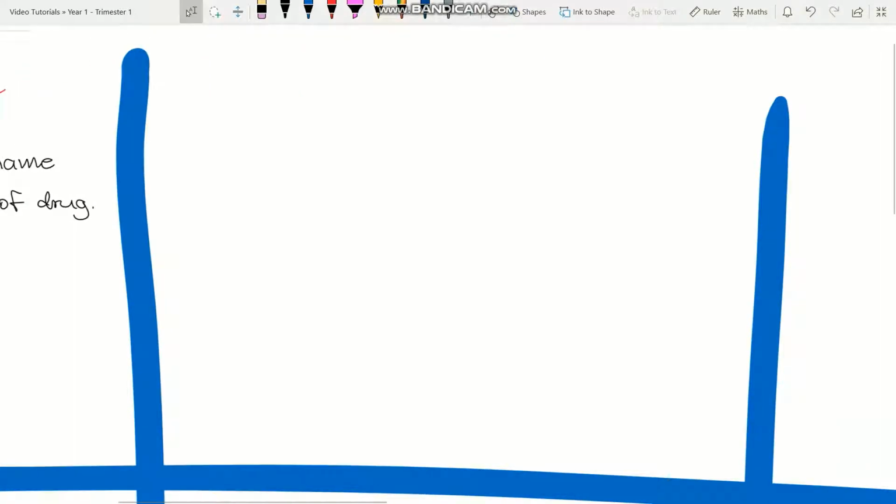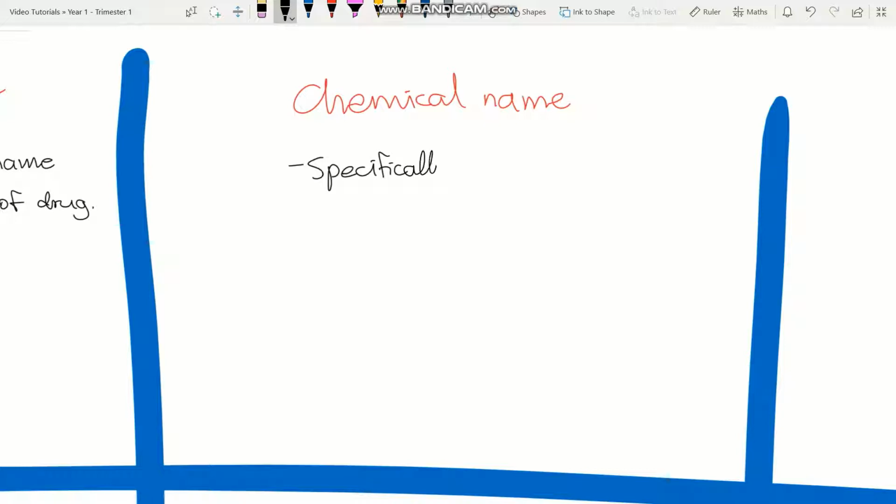Next, we have what we call the chemical name. The chemical name is most important for scientists and pharmacists who may be analyzing the particular drug. This is the name of the drug and specifically denotes its chemical structure. Now, unlike the generic name, not only does it give hints, but it actually shows us how the molecule of the particular drug will be organized.